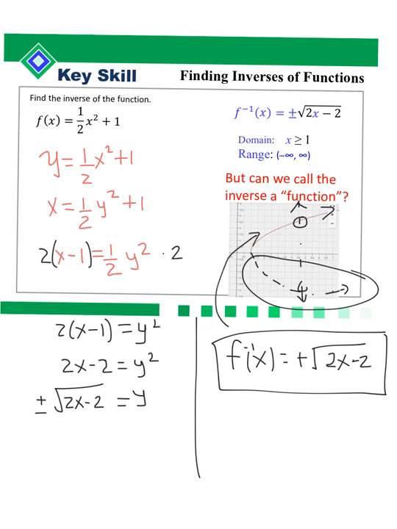And we can write the domain for that. So it starts at 1 included, to infinity. And the range starts from 0.